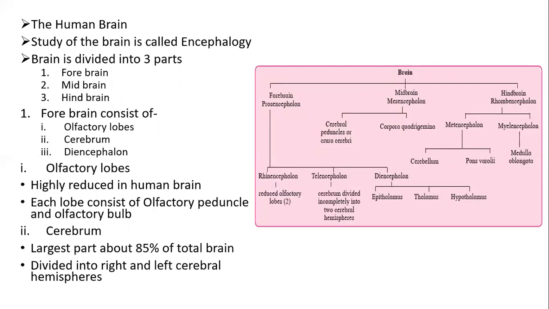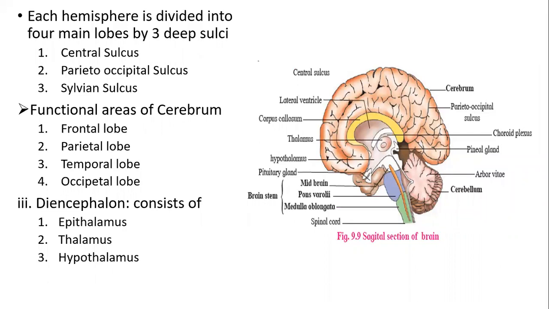The next part is cerebrum. It is the largest part of the brain. जवळपास 85% टोटल ब्रेनच्या हा सेरिब्रम आहे. एवढा लार्जेस्ट पार्ट आहे. It is divided into right and left cerebral hemispheres by a median fissure. And these two hemispheres are internally connected by a thick band of nerve fiber known as corpus callosum. आपण फिगर मध्ये बघतोय हे. वरती जो पार्ट दिसतोय, that is corpus callosum. या corpus callosum मुळे त्याचे दोन भाग होतात, cerebral hemispheres.